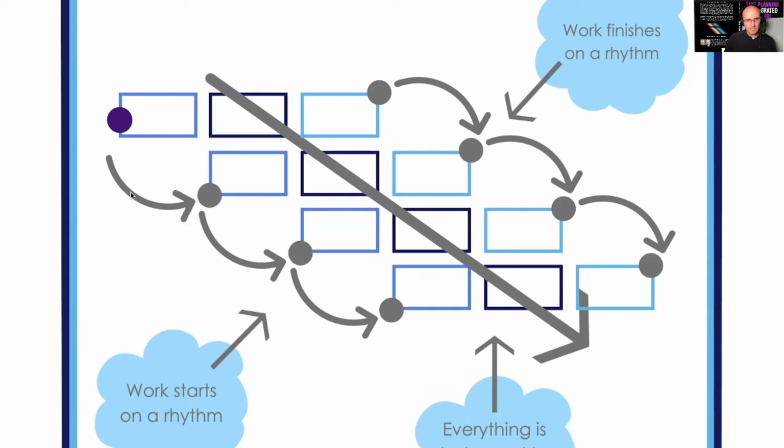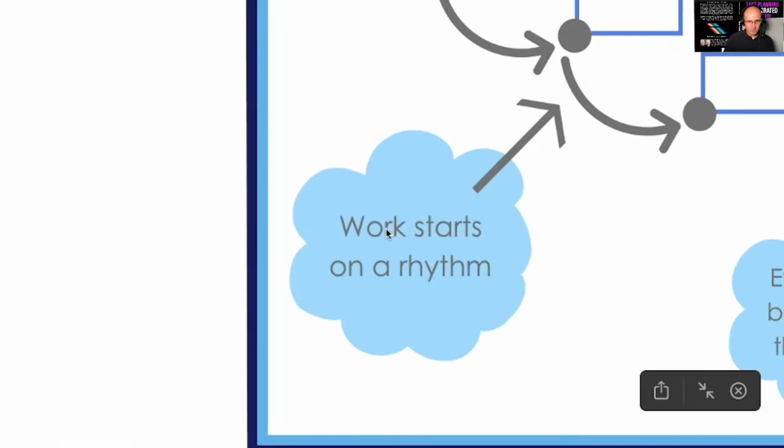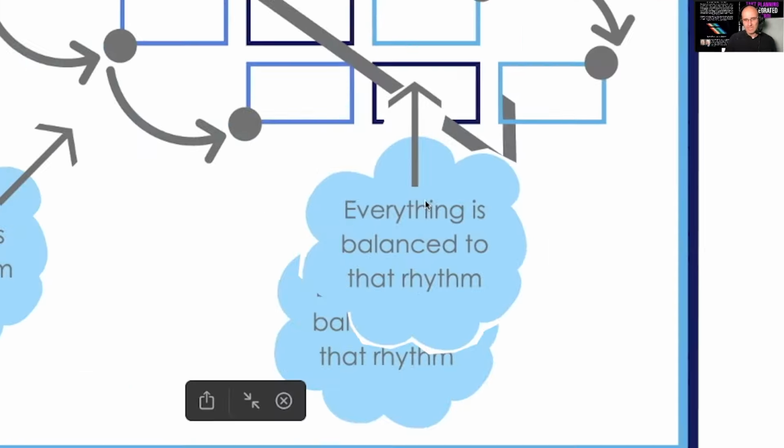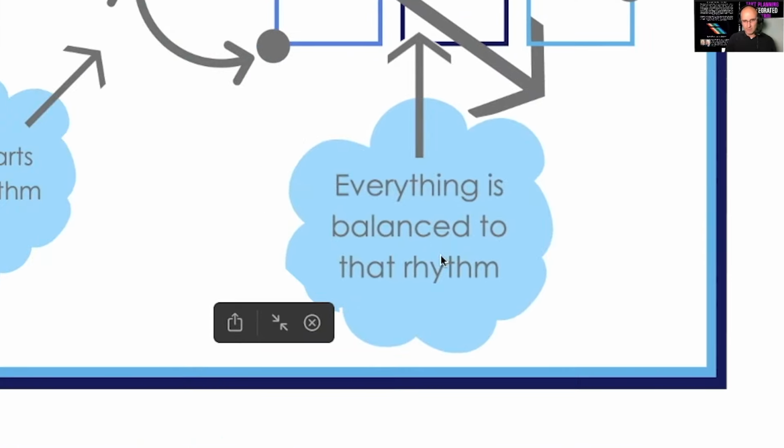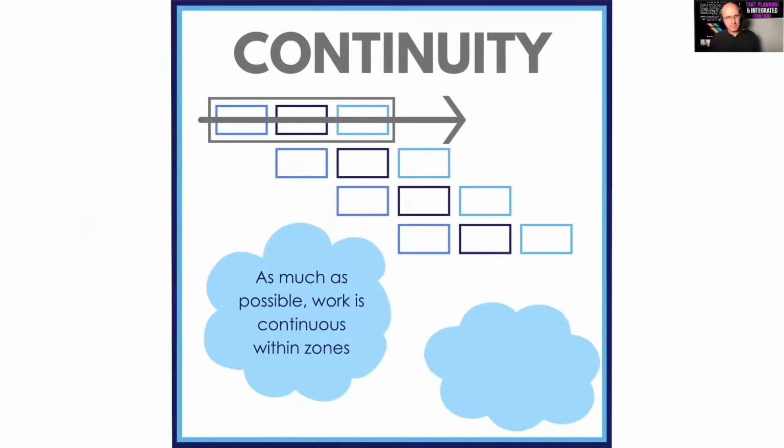There needs to be a rhythm on the starts and on the stops, meaning that each of the sequences should start and stop on a rhythm. And preferably inside the sequences, those should be on a rhythm as well. So work starts on a rhythm, work finishes on a rhythm, and everything is balanced to that rhythm, especially the trade flow. Now let's look at continuity.